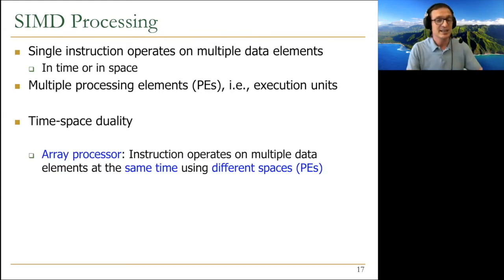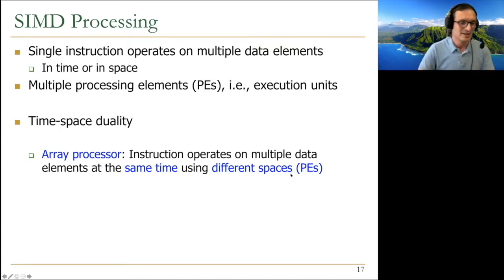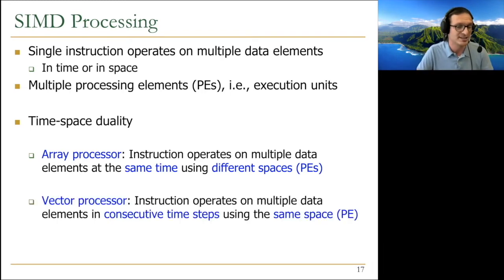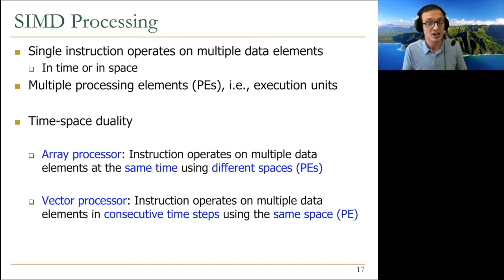In an array processor, an instruction operates on multiple data elements at the same time, using different spaces, basically. Space is called a processing element in this case. We will see an example of this. Basically, if you want to operate on 1 million element vectors, maybe you have 1 million processing elements. Okay, and then you can do the same operation at the same time on all elements. A vector processor is more frugal, meaning you need less hardware. The same instruction operates on multiple data elements in consecutive time steps using the same space. Now you're very frugal because you're using the same processing element, but you're using it for different data elements to execute the same instruction over time.